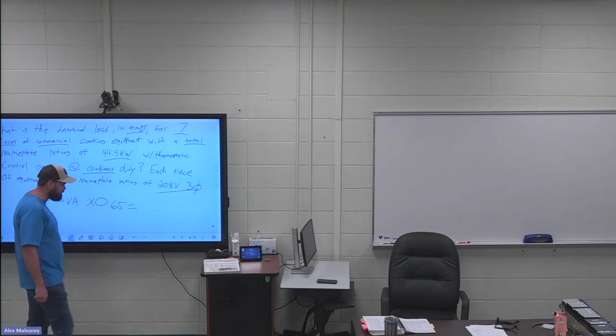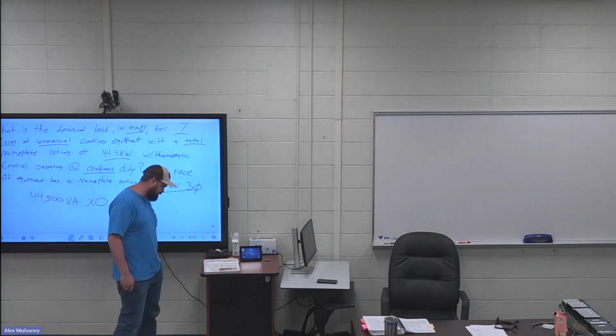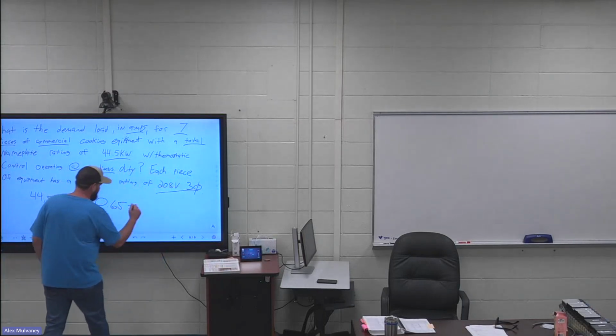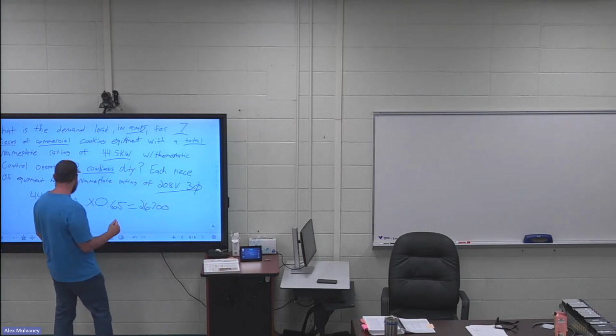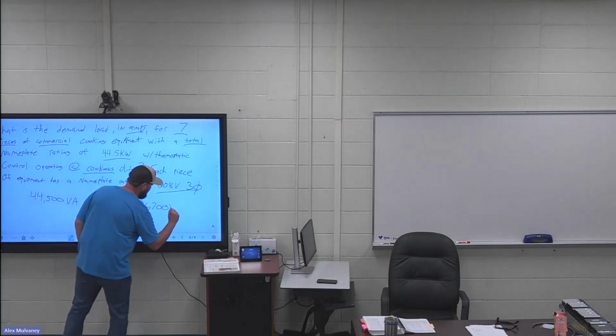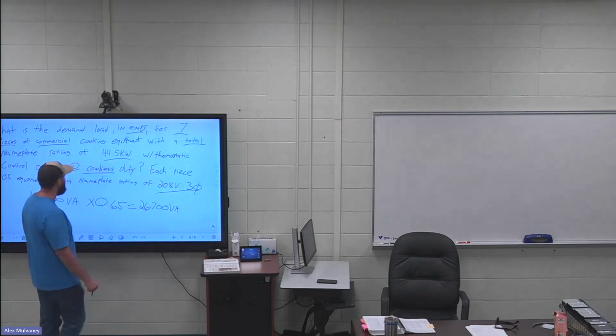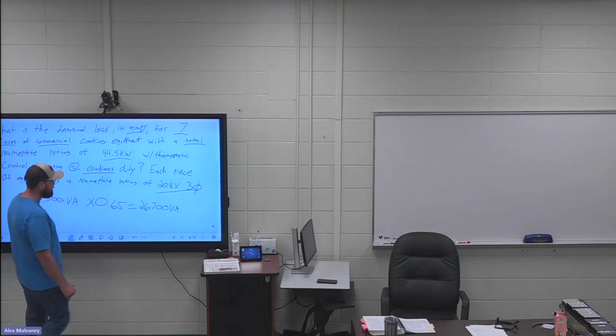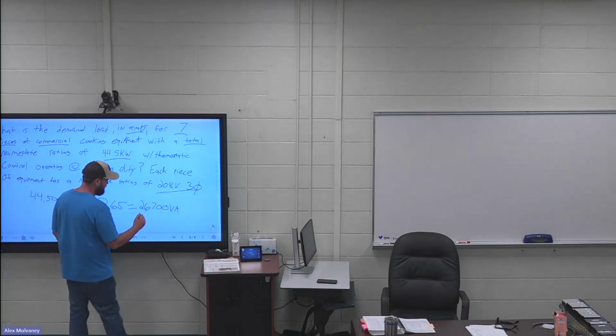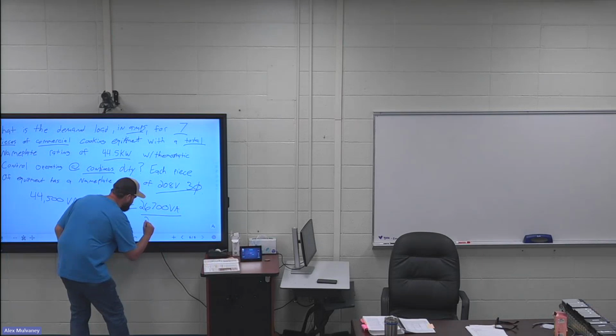So what's 44,500 times 65%? 26,700. And that's in what? Volt amps. And what is the question asking us for? Demand load, the amps. So how do I get amps out of volt amps? Divide by my voltage, which is 208.